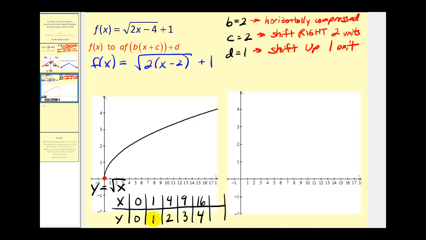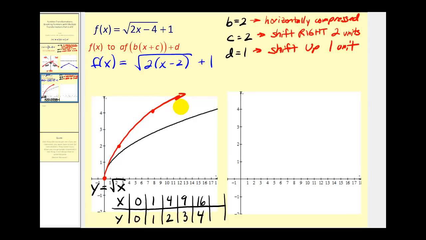Next, let's skip this one because it'd be a fraction. If we divide 4 by 2, we'd have 2 for the x-coordinate and 2 for the y-coordinate. So we have the point 2, 2. Let's go ahead and skip 9 and go to 16. If we divide 16 by 2, that'd be 8. The y-coordinate stays 4. These 3 points should be enough to make a nice graph that has been horizontally compressed.